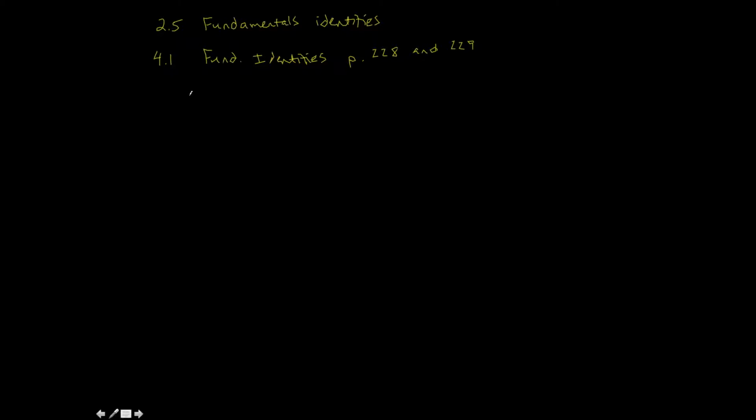Let's just say, for example, that cosine of x equals negative 4/5, and that tangent x equals 3/4. The directions would say something like, find the other trig functions.